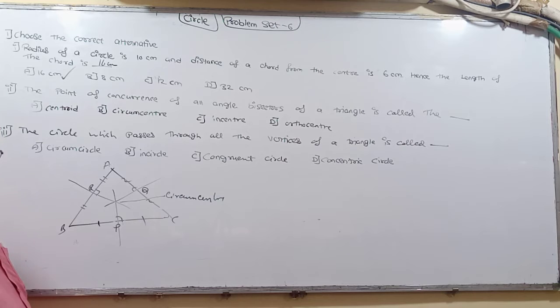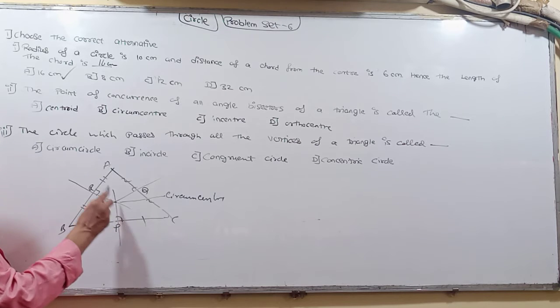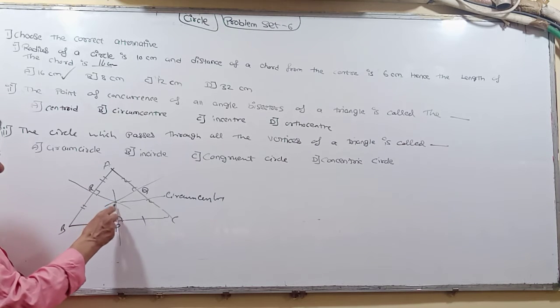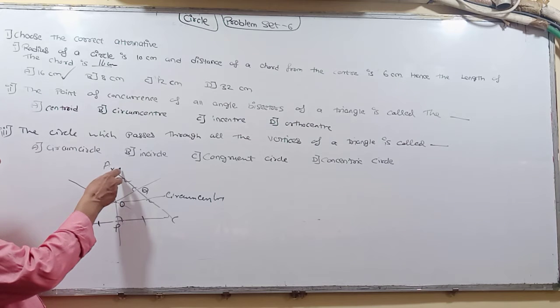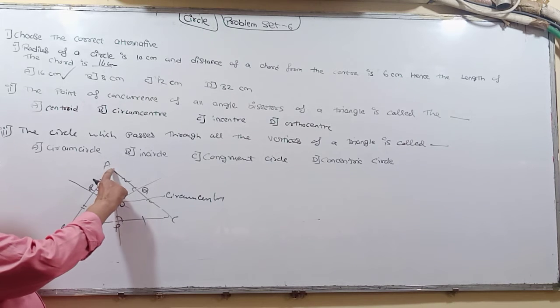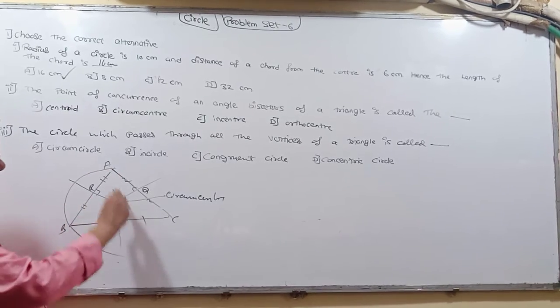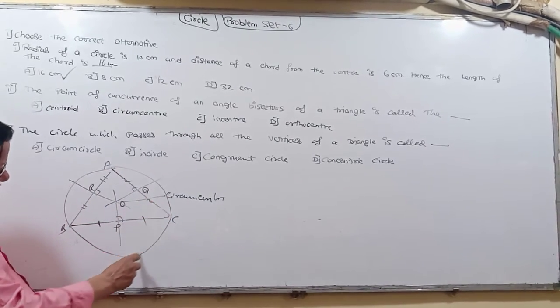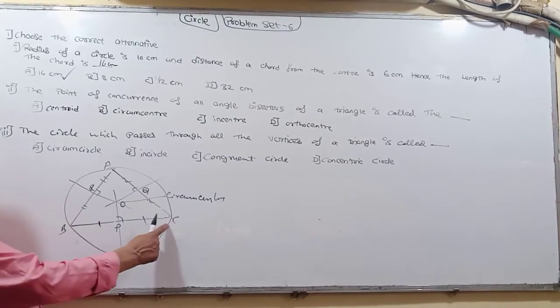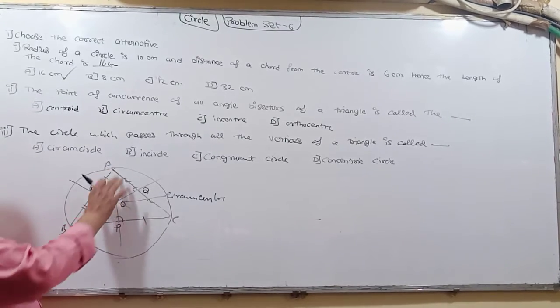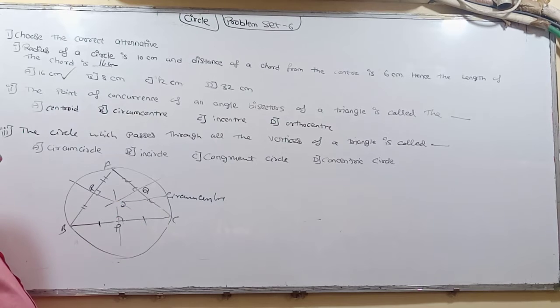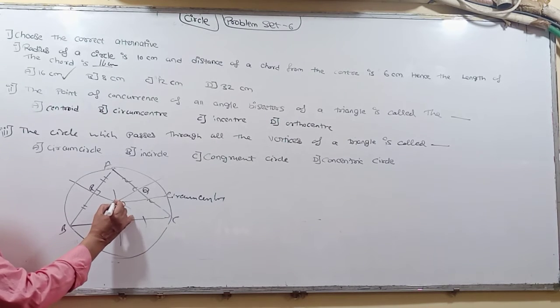And the circle which we draw with this circumcenter, suppose we call the circumcenter O. If you draw a circle with OA as radius, that will pass through B also, C also. OA equals OB equals OC. This circle is called a circumcircle. This center is called the circumcenter.